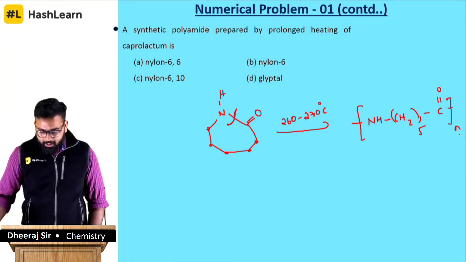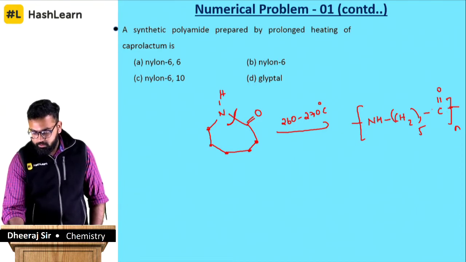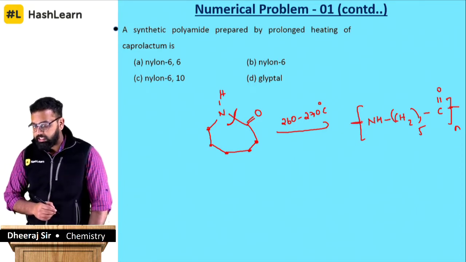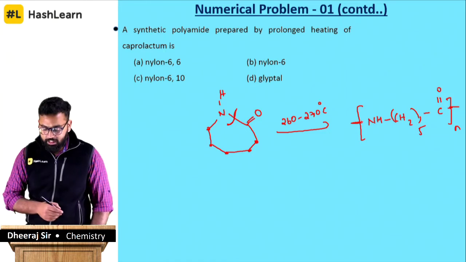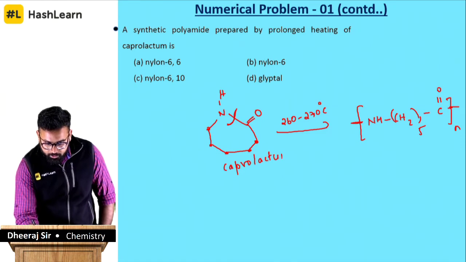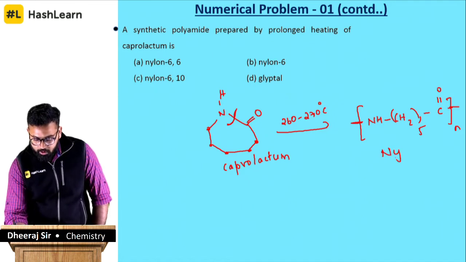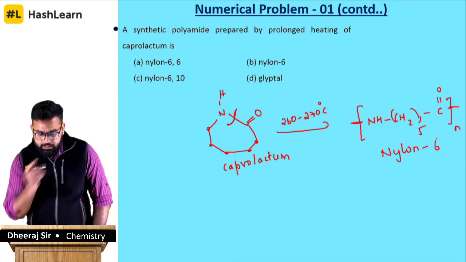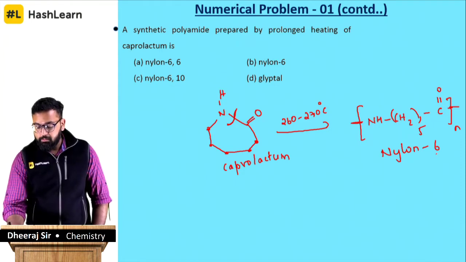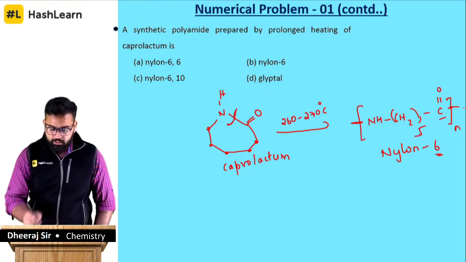So good going. Now if you see the bond breaks here, you have NH and C double bond O. The valencies become free here, and hence the polymerization can continue. Therefore this is caprolactam. If it breaks, which molecule is it going to form? It's going to form nylon 6. Why 6? What does this number 6 indicate? 6 indicates that there are 6 carbons in the molecule. So there's 5 here and 1 here, 6. So it is nylon 6.